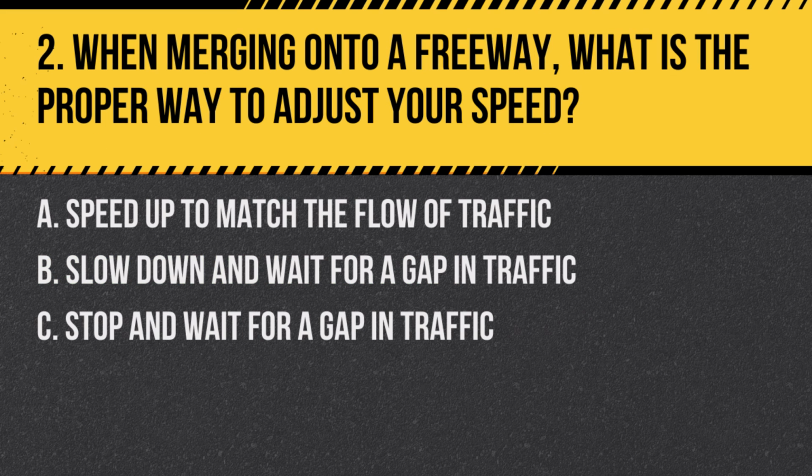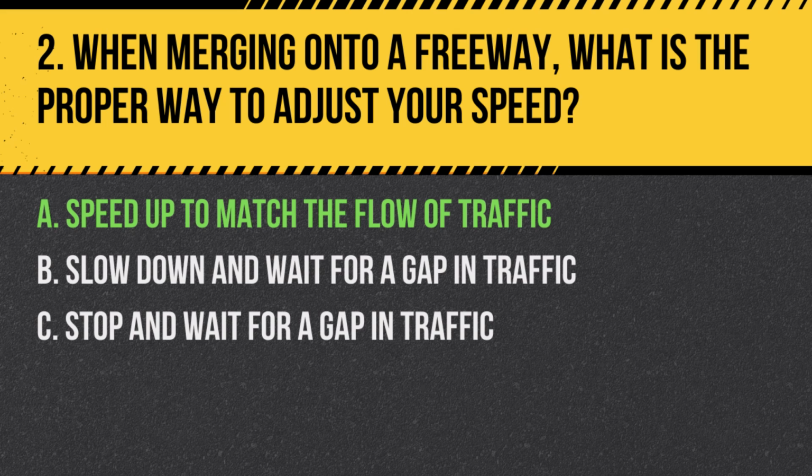Question 2. When merging onto a freeway, what is the proper way to adjust your speed? A. Speed up to match the flow of traffic. B. Slow down and wait for a gap in traffic. C. Stop and wait for a gap in traffic. Answer. A. Speed up to match the flow of traffic.